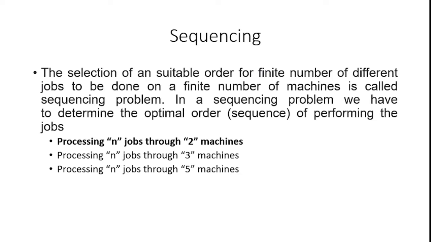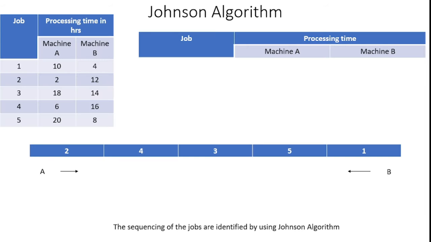Today, we will discuss processing n jobs through two machines only. So, how can we solve this problem? Here you see jobs 1, 2, 3, 4 and 5 are available, with processing times in hours. In machine A, job 1 consumes 10 hours, job 2 consumes 2 hours, job 3 consumes 18 hours, job 4 consumes 6 hours and job 5 consumes 20 hours. Likewise, on machine B the data are also available. From this data, how can we solve the problem?